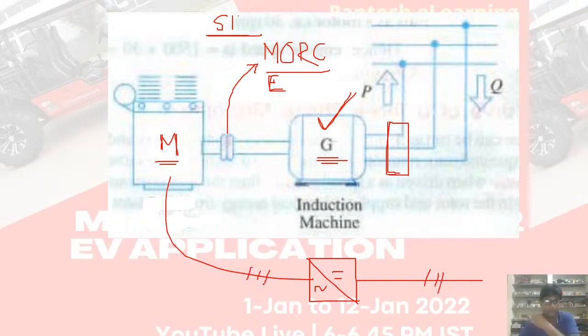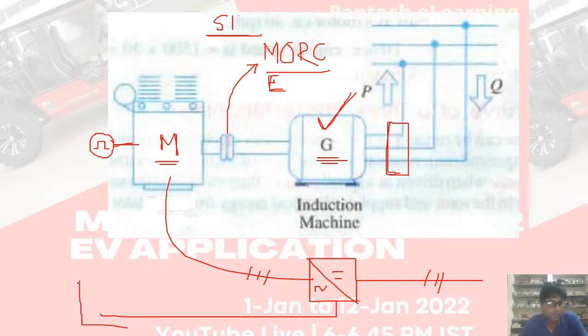Like this, and definitely in the non-driving end one sensor is connected. Okay, and this is the control of the VFD. This feedback is taken from the encoder.